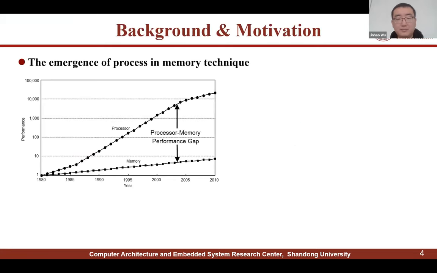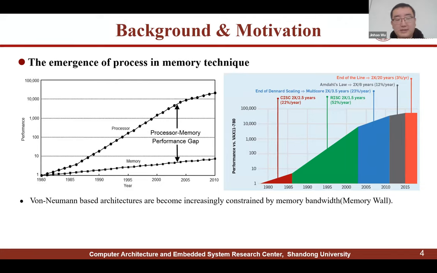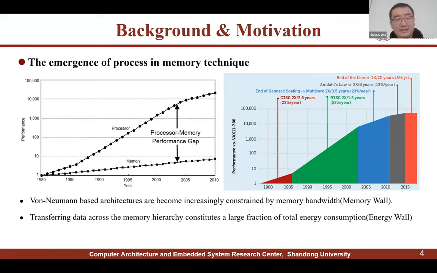With the failure of Moore's law and the increasing performance gap between the processor and the memory, the development of system performance has been restricted. It causes two problems. The von Neumann architecture becomes increasingly constrained by memory bandwidth, the memory wall problem, and the energy wall problem, that transferring data across the memory hierarchy constitutes a large fraction of total energy consumption.